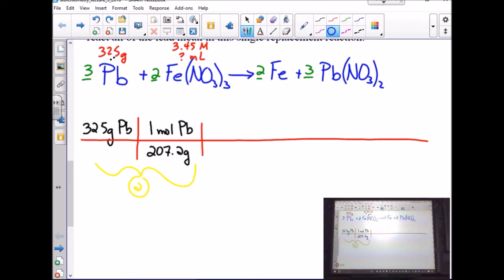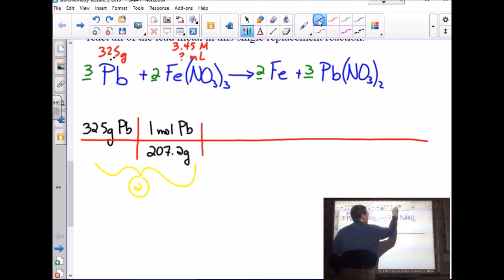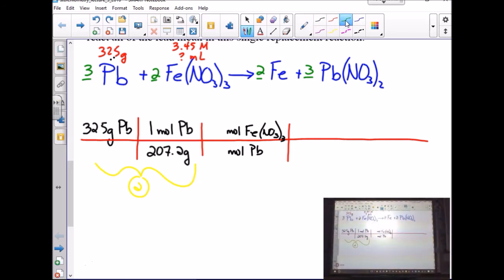And then we want to get rid of our moles of lead, so we'll move that diagonally. And we want to change that into iron nitrate, right? All right, so iron 3 nitrate, sorry. And what numbers go in front of there? We're going to have a 2 here, right? And then the lead will be a 3, since we're going with iron nitrate and the lead.